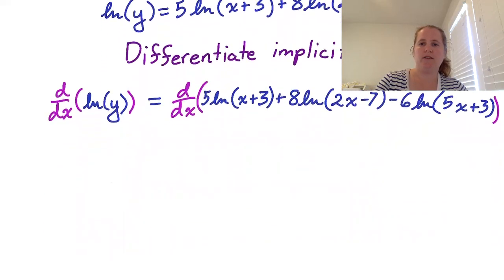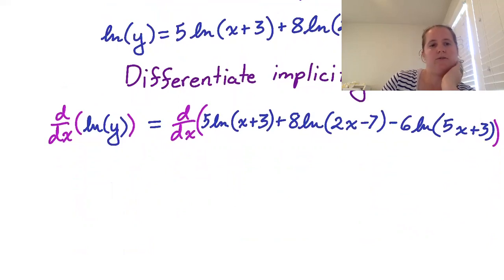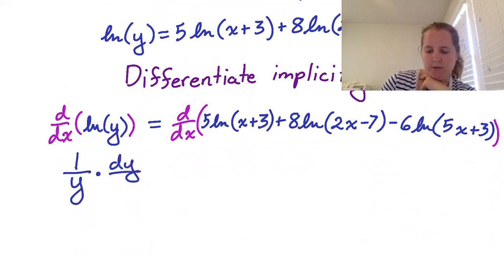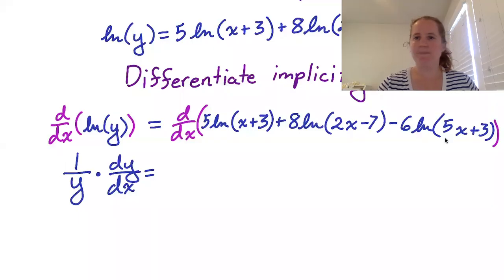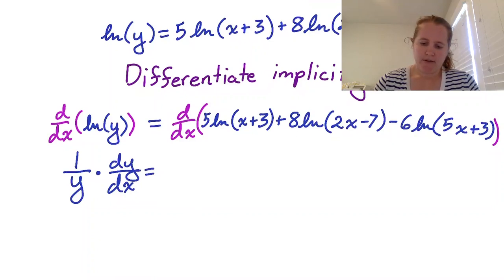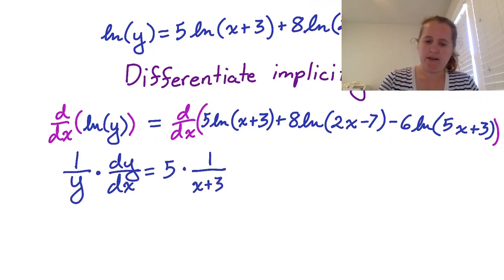If we do the differentiation on the left-hand side, chain rule, we differentiate first with respect to y. So natural log of y would go to 1 over y, multiplied by the derivative of y with respect to x. So we have 1 over y times dy/dx equals, and then on the right-hand side, we'll have some chain rule. We'll have 5 times the derivative of natural log, which is 1 over, so 1 over (x plus 3). And then we should multiply by the derivative of x plus 3.